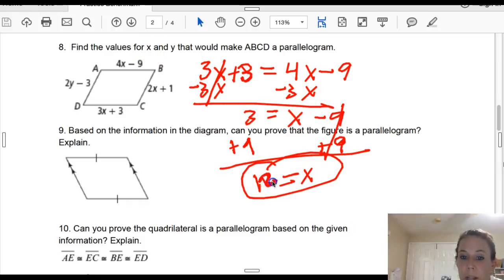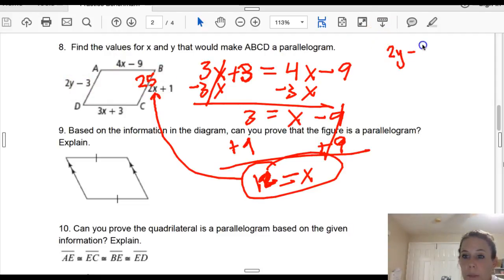Well, here's what I do know. I know x is 12, so I can come over here and plug in 12. 2 times 12 is 24, plus 1 is 25. Now I know this length here is 25. The reason I do that is because now I can set these equal to each other and I only have one variable to solve for. Since it's a parallelogram, or I want it to be a parallelogram, these sides need to be equal. So now that I've figured out my x, I plug it in, now I can go get my y.